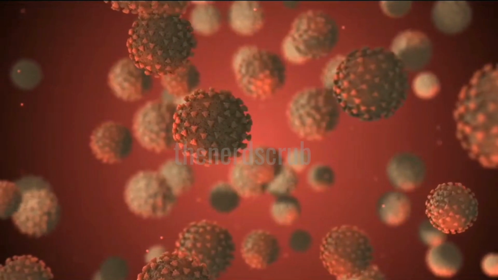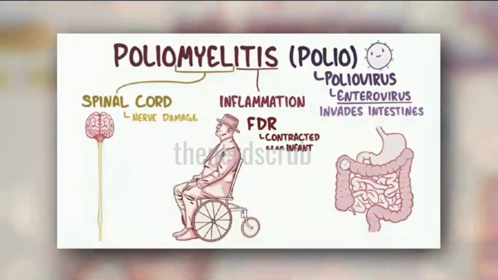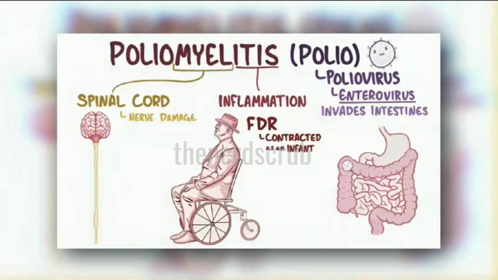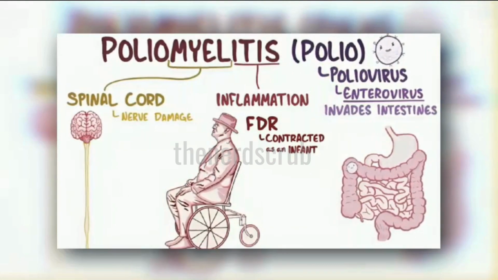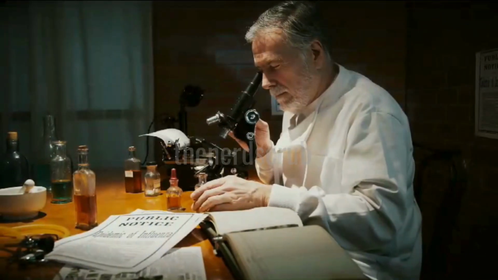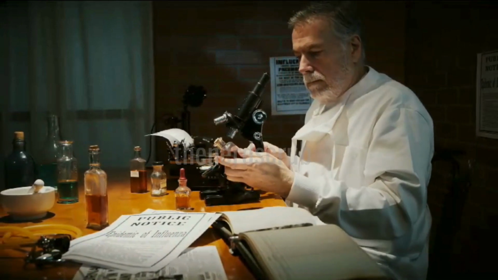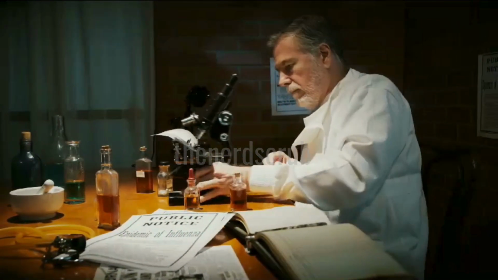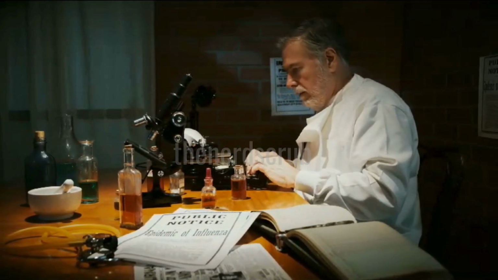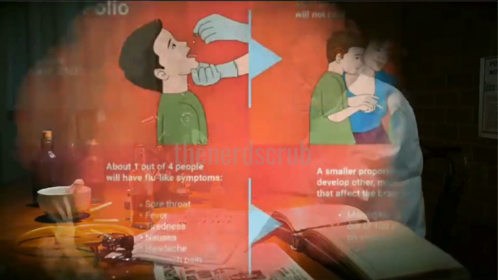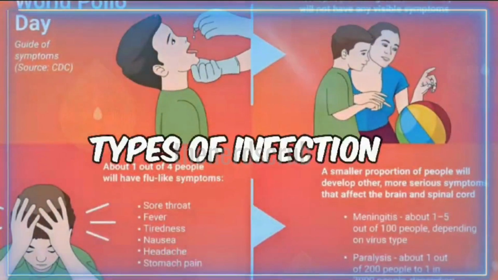Poliovirus, the causative agent of poliomyelitis or polio, belongs to this family, which primarily affects the nervous system and can lead to a wide range of clinical manifestations. Most poliovirus infections are asymptomatic or cause only mild illness, but in some cases, the poliovirus can cause severe paralytic disease.